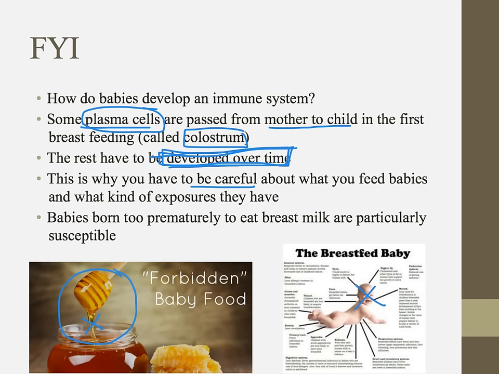So we have to be really careful here with preemies. Some preemies are born too soon and their digestive system can't handle breast milk. They have to be fed via IV fluids. If that's the case, then they're not going to get that first breastfeeding. They're not going to get that colostrum, and they're not going to have a head start on producing those immune cells. So we have to be really careful with them. It's one of the reasons they stay in the ICU sometimes, because that makes them really susceptible to common infections.